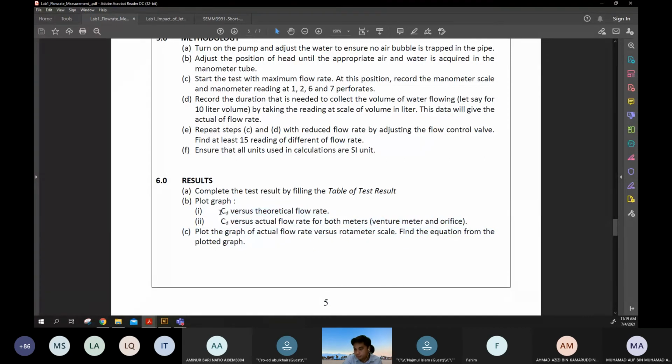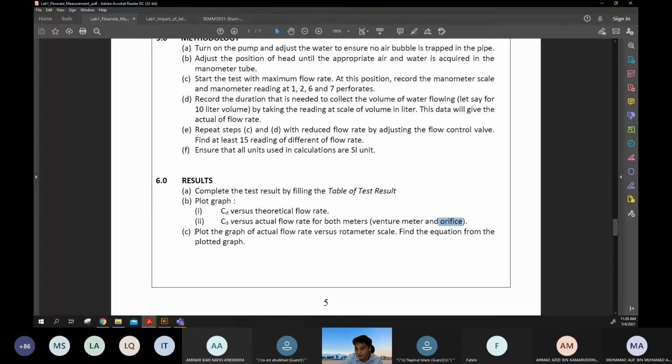Okay. For CD, can you see? CD is the y-axis, and the x-axis is the flow rate. All right, you can make one graph. Inside the graph, you have three lines: theoretical flow rate, actual flow rate for venturi, and actual flow rate for orifice. Why do you need to have them in the same graph? Because we need to see the difference between theoretical and actual.